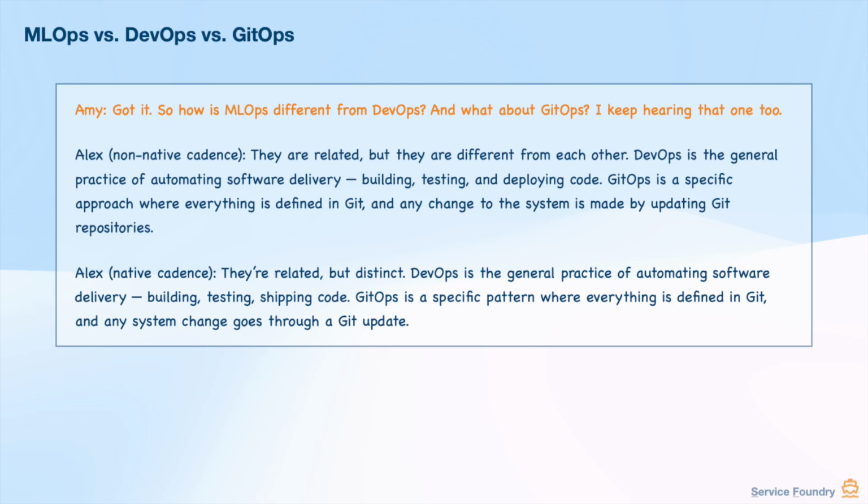Got it. So, how is MLOps different from DevOps? And what about GitOps? I keep hearing that one too. They are related, but they are different from each other.